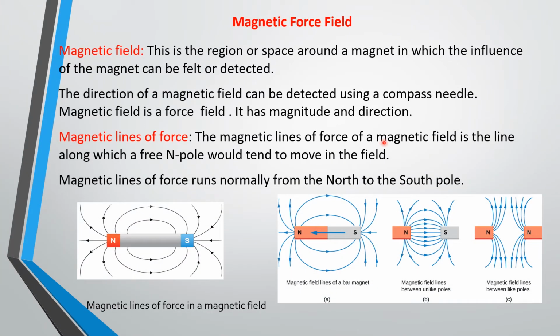Okay, so here, this is actually the magnetic lines of force. Magnetic lines of force is a region or space around a magnet in which the influence of the magnet can be felt or detected. So the direction of the lines of force or the direction of the field can be detected using a compass needle. So a magnetic field is a force field. It has magnitude and direction, and that is what you are seeing here. So the magnetic field is represented by magnetic lines of force.